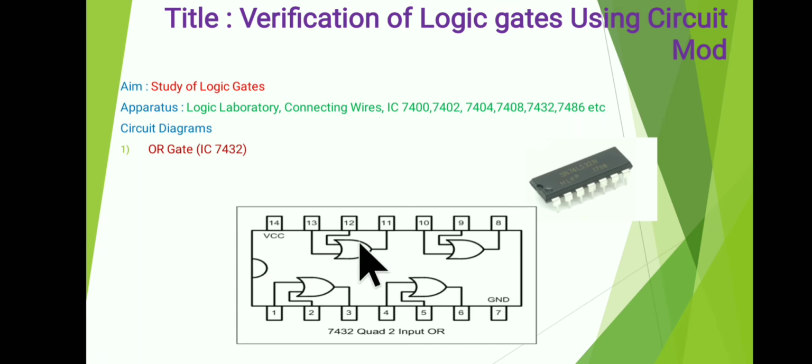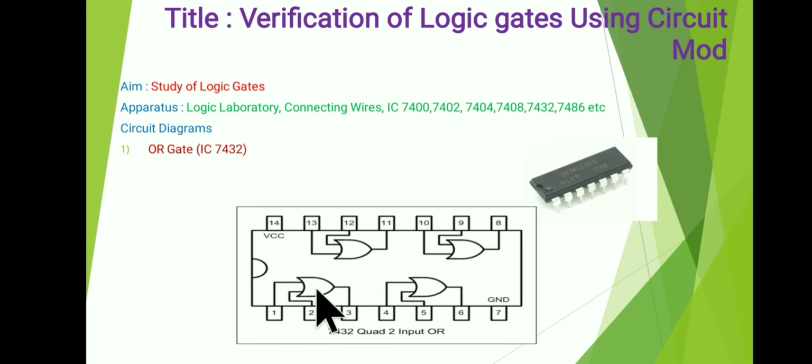IC 7432 is a 14 pin IC. Pin number 7 is used for ground, pin number 14 for the VCC. 2 input OR gates and 1 output, total 3 pins are required for each logic gate. Therefore, 12 remaining pins are used for the logic gates input and output.